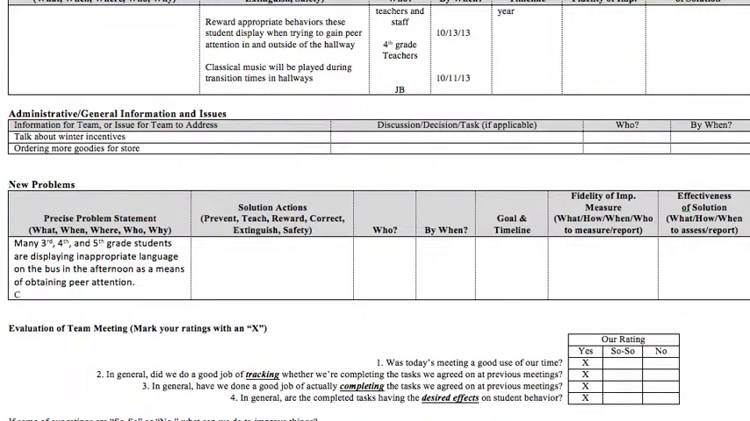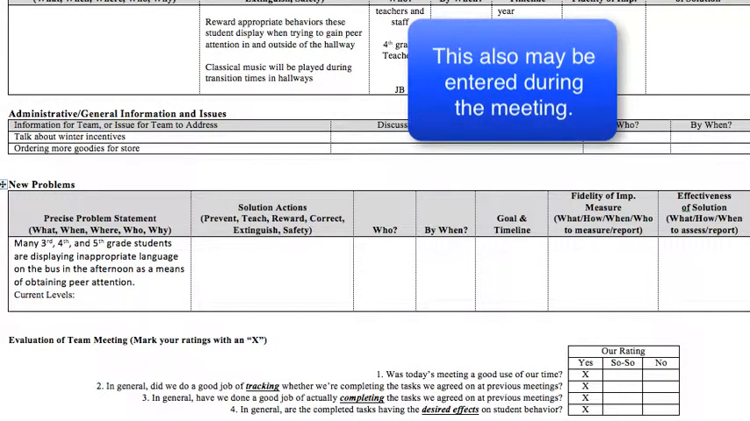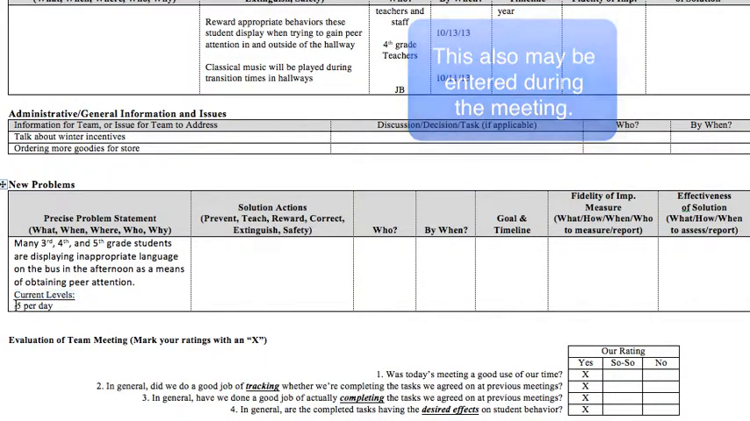Now I will just need current levels. And he told me that the current levels at this point are 0.5 per day. And that was for the month of October.